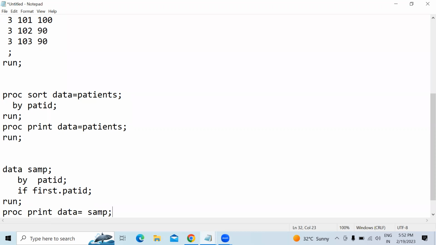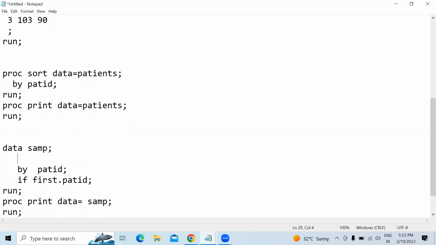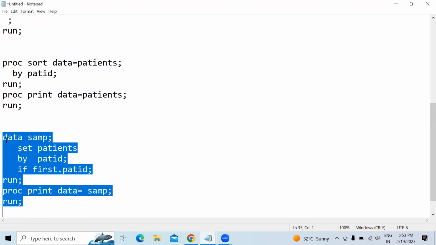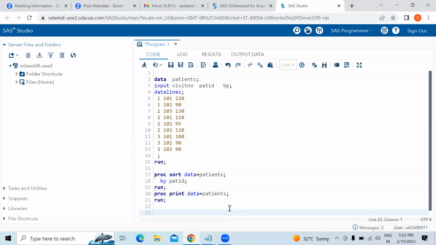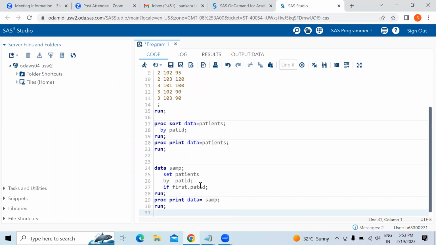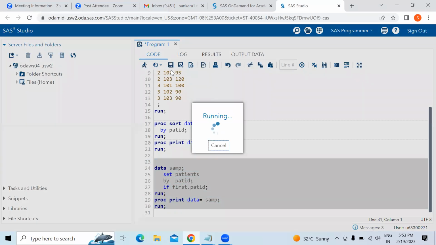Data equals to sum. But for this sum, the input is patients. To pass patients input into the sum, we have to say set. Observe here. I'm going to run this part only. What will happen? You have to tell me. Just observe the output. A simple statement, by patient ID, if first dot patient ID. Now run it.